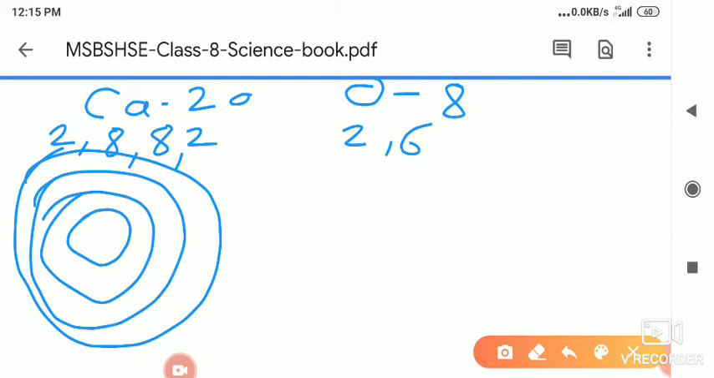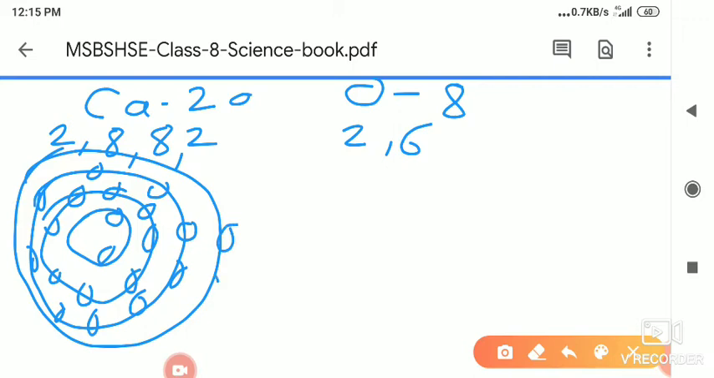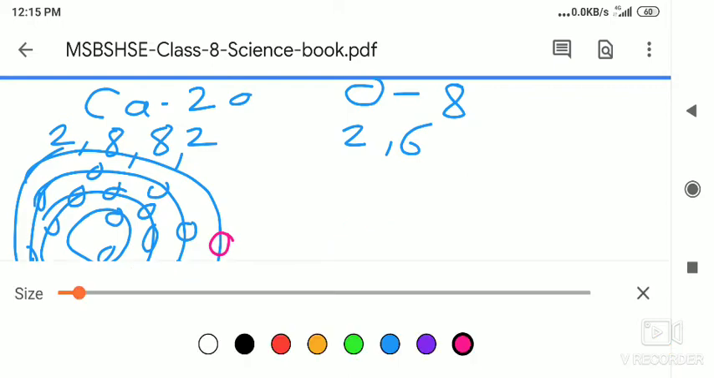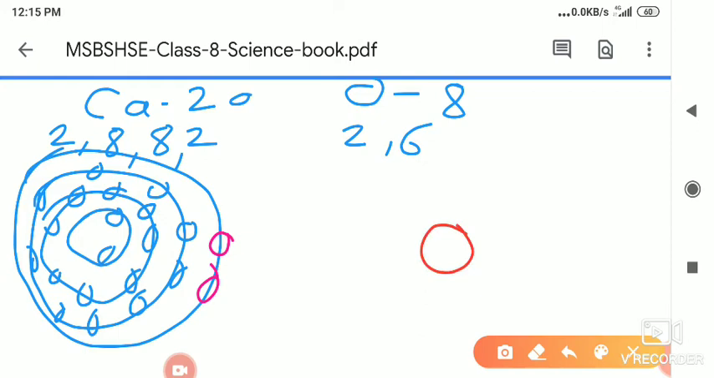Here, inside the first orbit how many electrons are there? 2 electrons. Second orbit, 8 electrons are there. Third orbit also, 8 electrons are there, and in the last orbit, 2 electrons are there. I will show you with a different color. So here it is the outermost orbit, these are the valence electrons. Now this is the electronic configuration of the oxygen. First orbit 2 electrons, second orbit 6 electrons: 1, 2, 3, 4, 5 and 6.